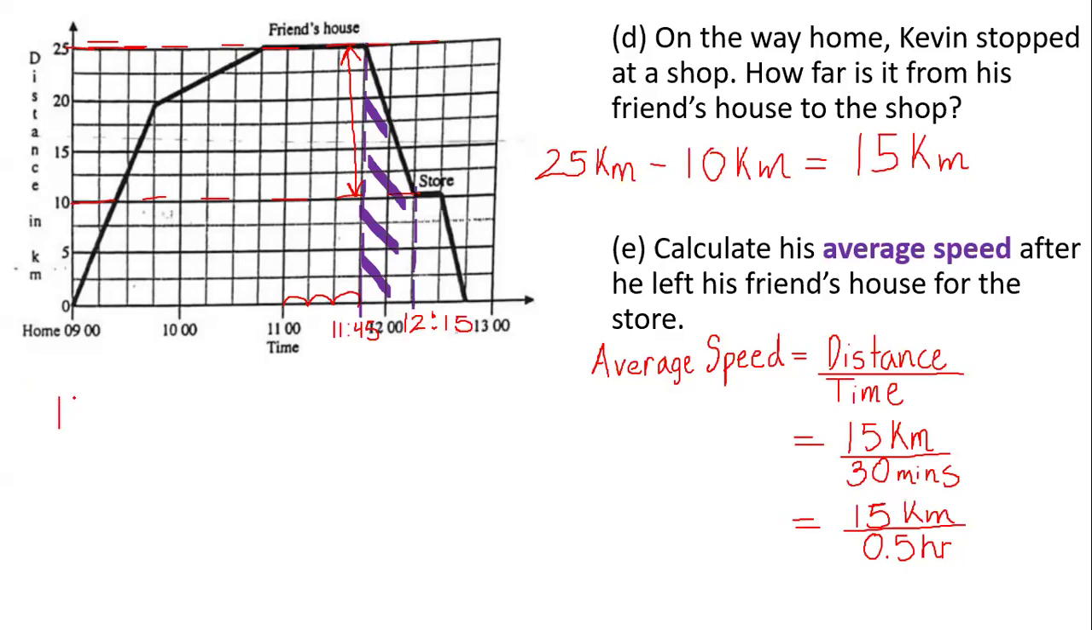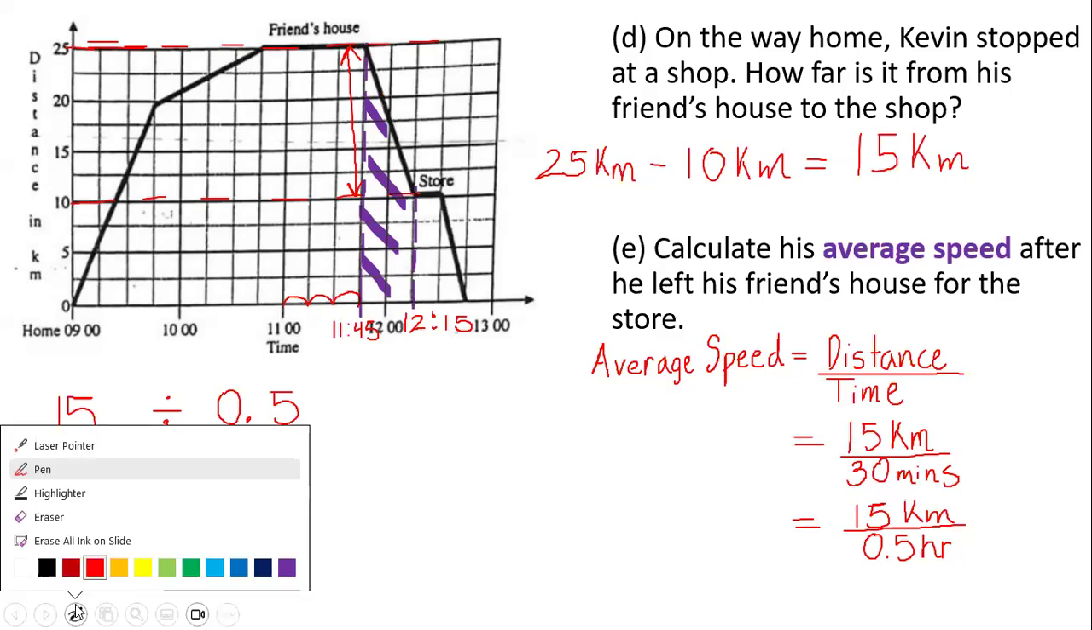So 15 divided by 0.5. What do y'all get when y'all divide 15 by 0.5? 30. How did y'all get that? No calculator, do it by hand. How would you do it by hand? You have to move the decimal place. Very good, Jada.